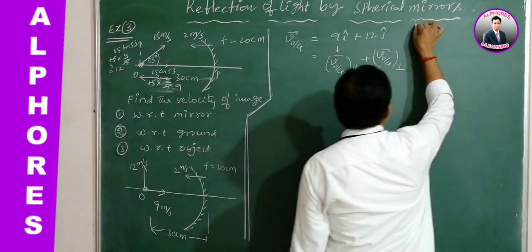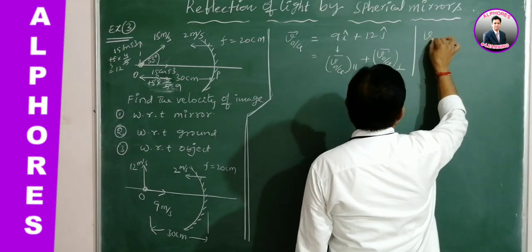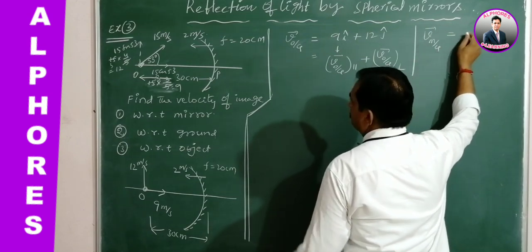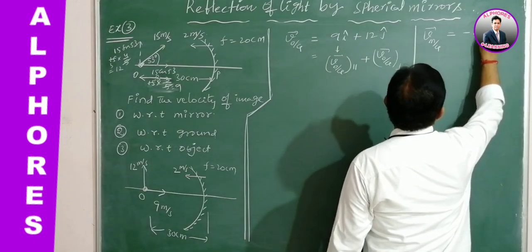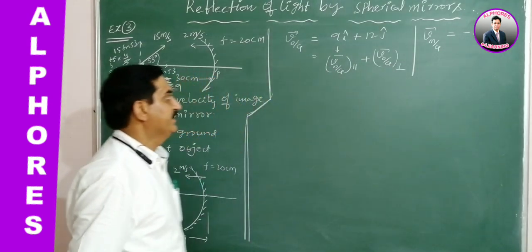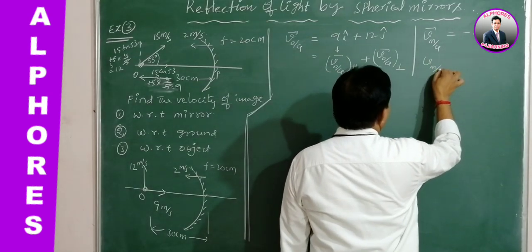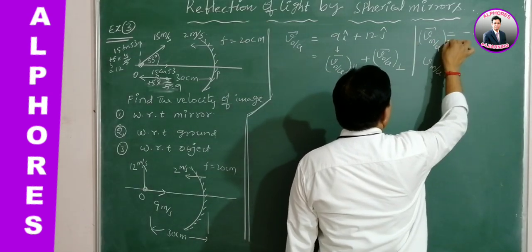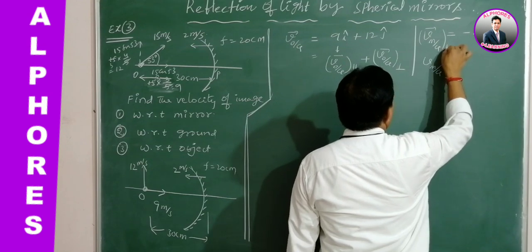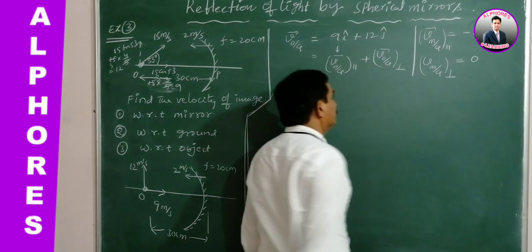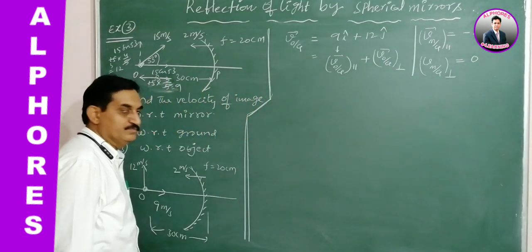And regarding the mirror, velocity of mirror with respect to ground is equal to minus 2i. This is the parallel component. So what about the perpendicular component? It is 0.